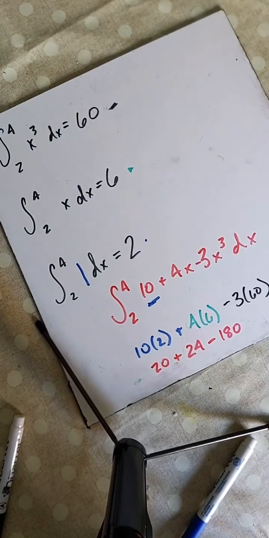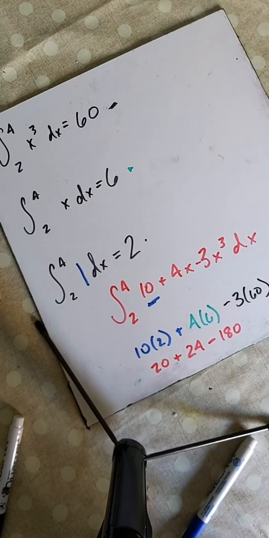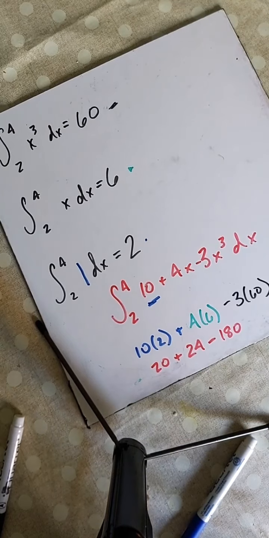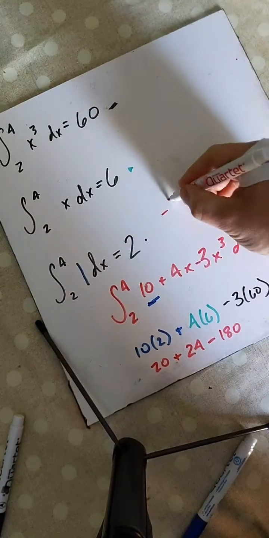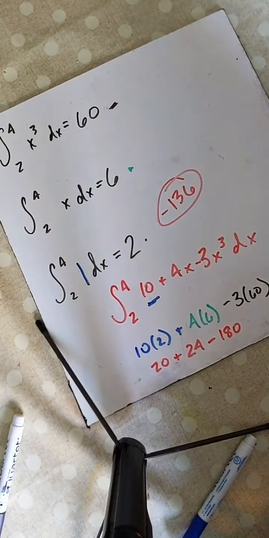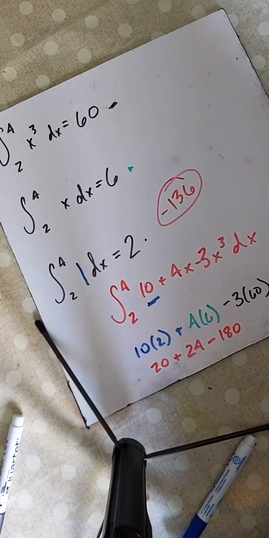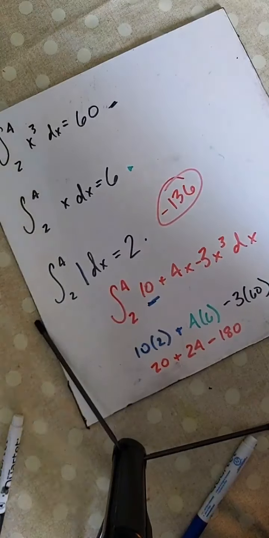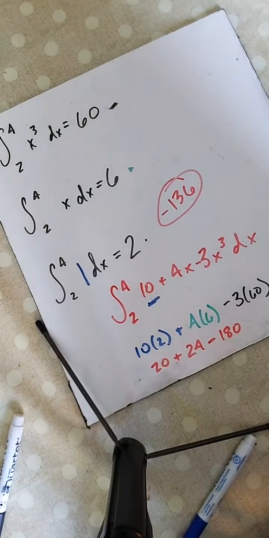All right, so what's that? 180 minus 144, is that negative 136? I think so. Double check the answer real quick. Yeah, negative 136. Okay, so hopefully that helps you with the homework quiz.